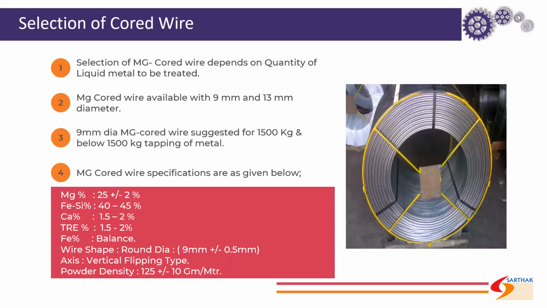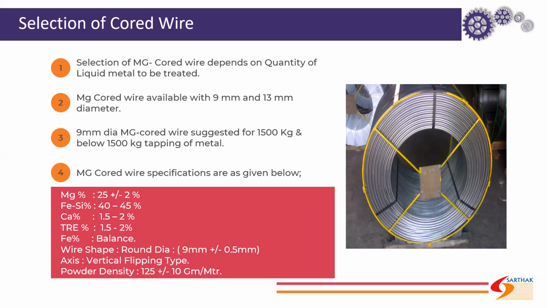Selection of the cored wire. Selection of MG cored wire depends on the quantity of liquid metal to be treated. MG cored wire is available in 9 mm and 13 mm diameter, which is commonly used in India nowadays. 9 mm MG we use for 1000 to 1500 kg, and below 1000 kg and above 1500 kg we use 13 mm. It depends upon ladle dimensions and also the total pouring time of the castings. As per that, we design the cored wire.